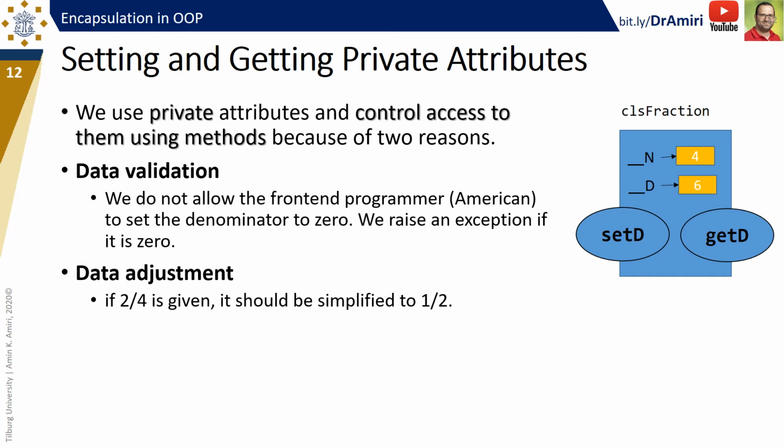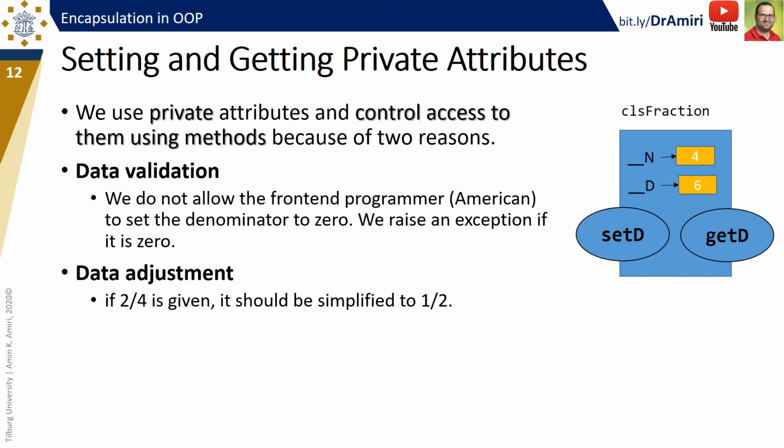using methods. So you can see here that I have two methods, setD and getD, on the right side, and I'm going to use setD and getD to read and set the private attribute of D. So the private D is going to be set by setD, and if I want to read it, I use getD to read it. So you can see here that we use private attributes and the setter and getter methods for data validation. We do not allow the front-end programmer to set the denominator to 0. If that happens, we raise an exception.